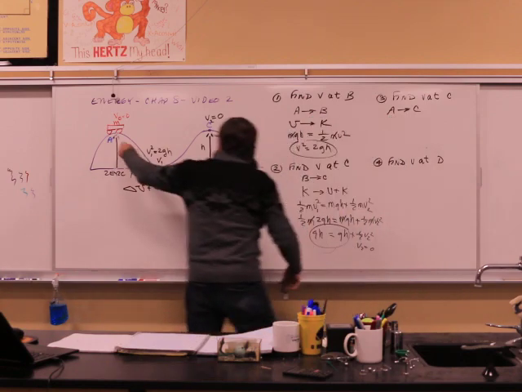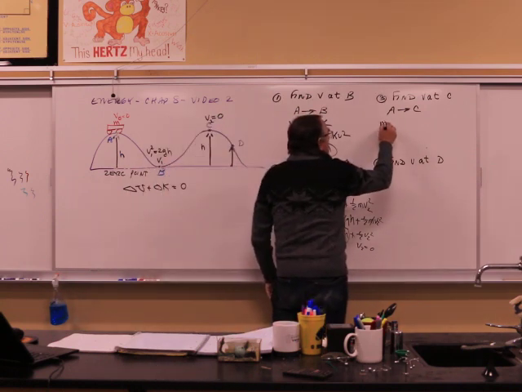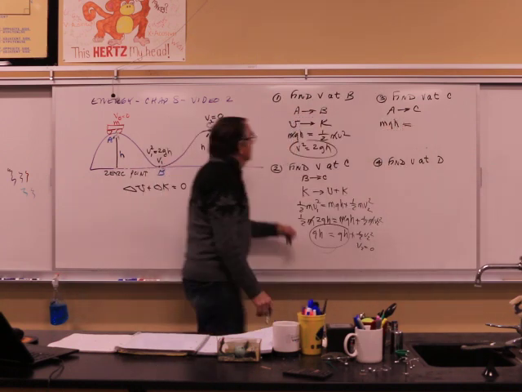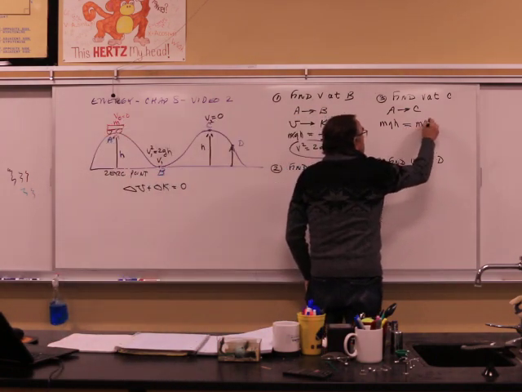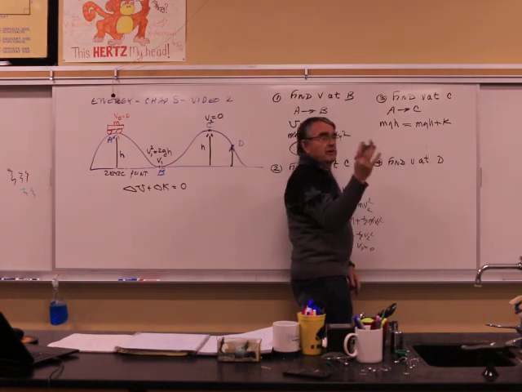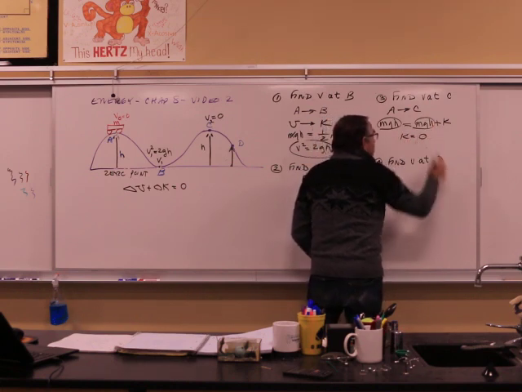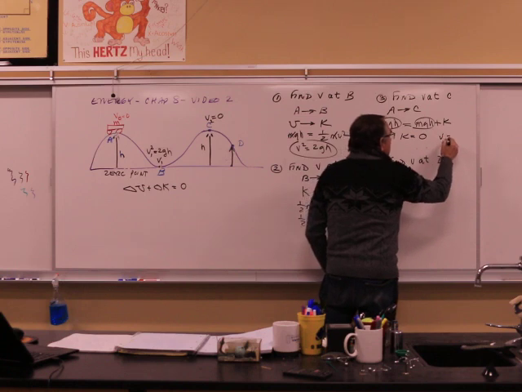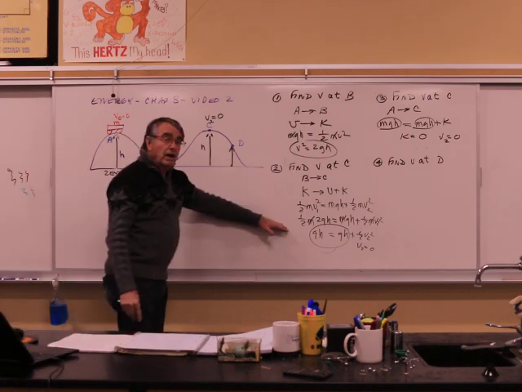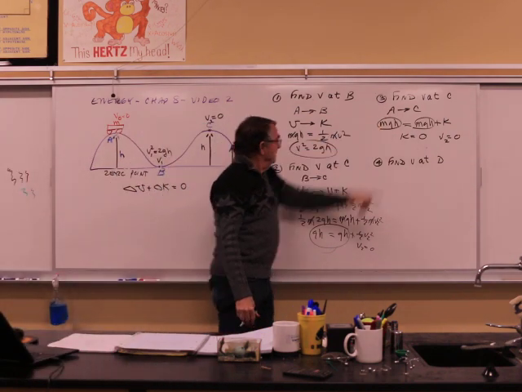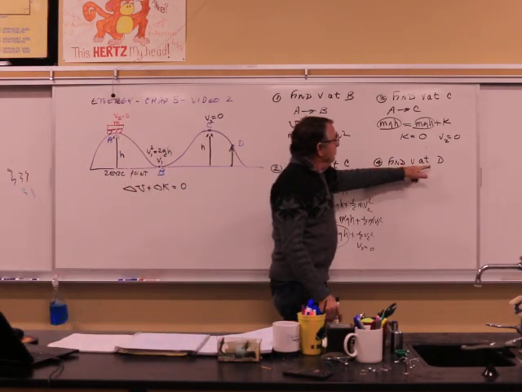At A, it's all potential. There's no kinetic. Potential is mgh. At point C, let's assume there's kinetic and potential. So mgh plus kinetic. You can see very quickly, these must be equal. Therefore, kinetic energy must be zero, which means velocity, v2, is zero. So we did the problem two ways, A to C and B to C. One more. Let's find velocity at point D.